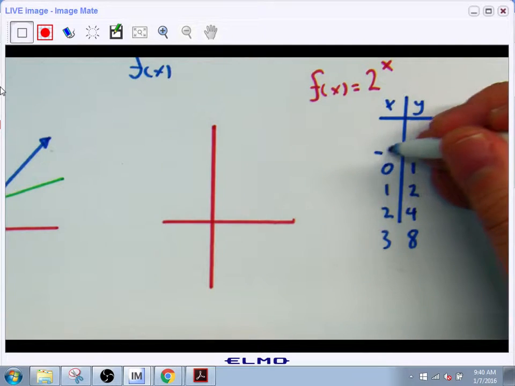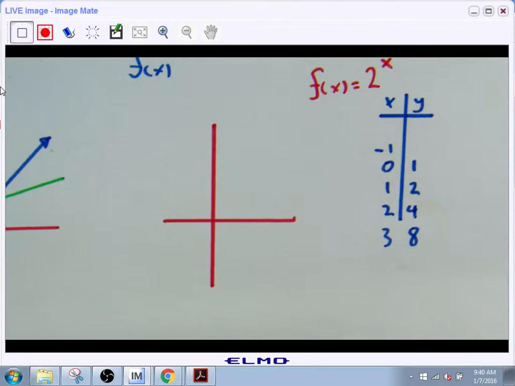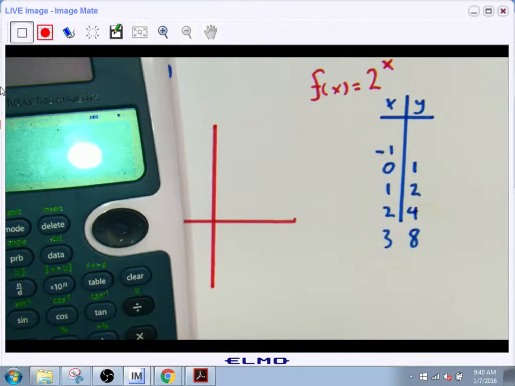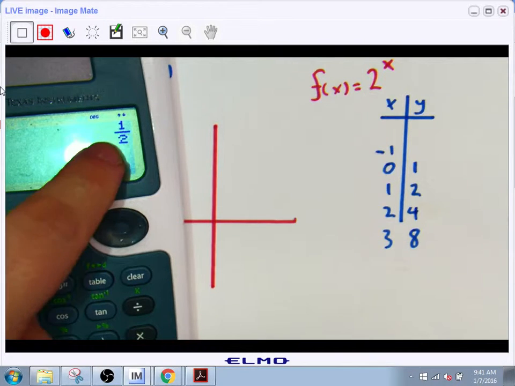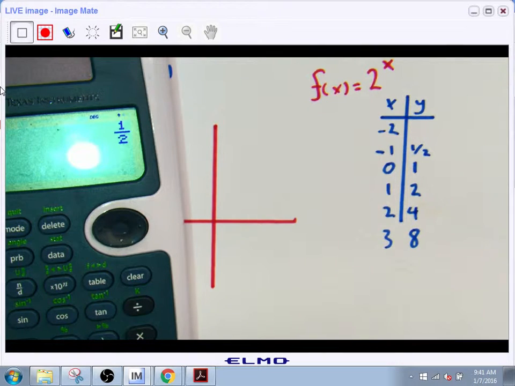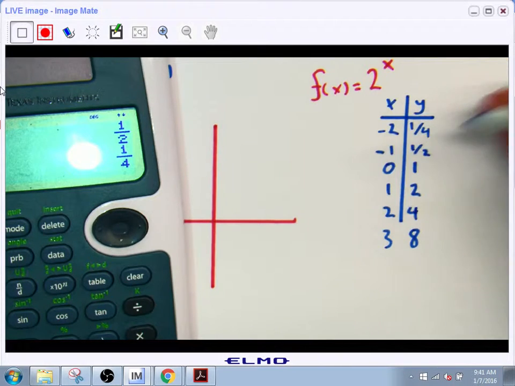What if I go to negative 1? If I go to negative 1 for 2 to the negative first power, what does that become? We can do this with our calculators if we don't know it off the top of our head. I'll do 2 to the negative 1 power. Does anyone want to take a guess at what that becomes? 1/2, absolutely. And so we go to the negative 2 power. 2 to the negative 2. And what does that become? Anyone want to give it a shot? 1/4. Brilliant. So on and so forth, right?